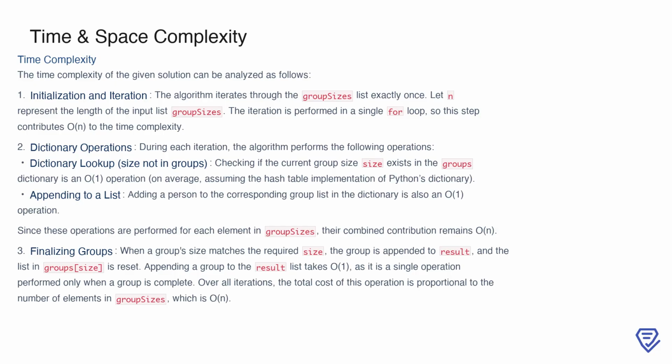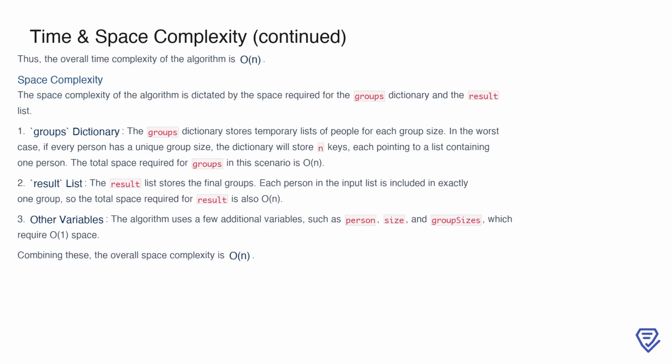Finally, whenever a group reaches the required size, it is appended to the result list, which is a constant time operation, O(1). Over the entire process, this appending step occurs exactly once per group, meaning its total contribution is proportional to the number of elements in group sizes, or O(n). Overall, all these steps combine to give the algorithm a total time complexity of O(n). Thus, when we sum up all the contributions, the overall time complexity of the algorithm is O(n).